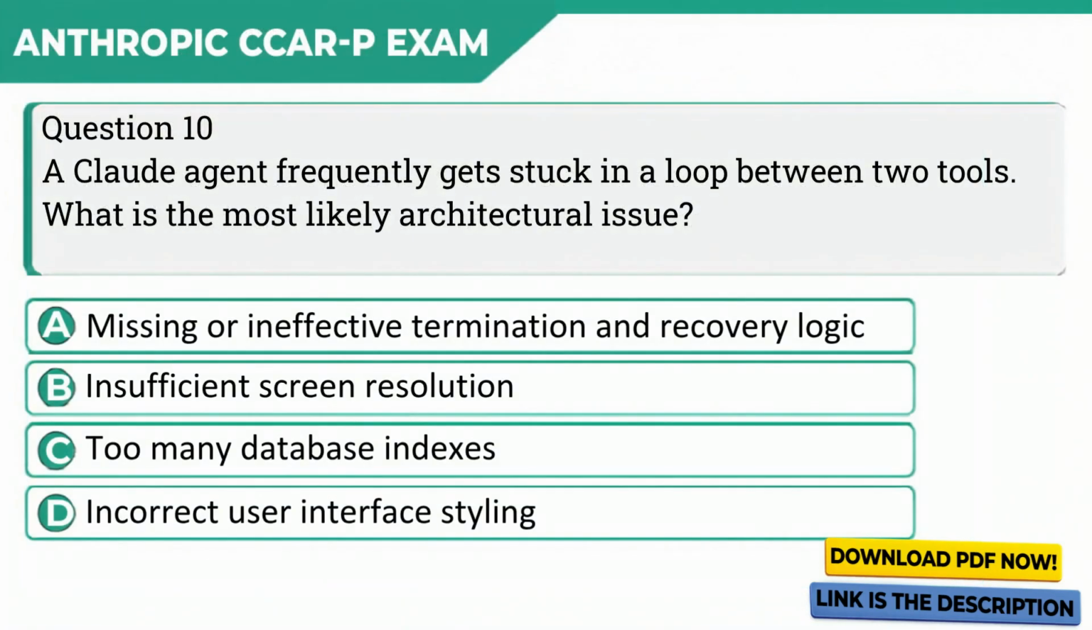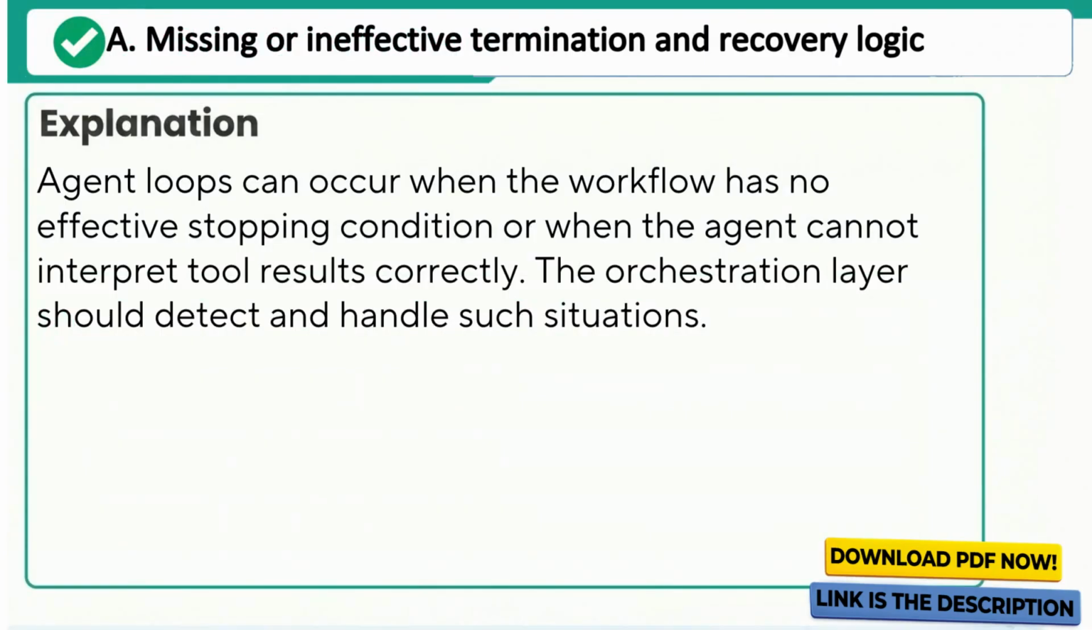Question 10. A Claude agent frequently gets stuck in a loop between two tools. What is the most likely architectural issue? A. Missing or ineffective termination and recovery logic. B. Insufficient screen resolution. C. Too many database indexes. D. Incorrect user interface styling. Correct answer: A. Missing or ineffective termination and recovery logic.